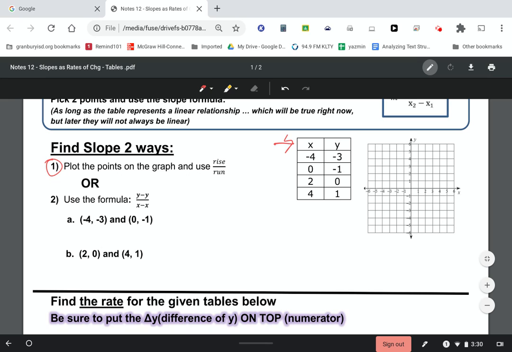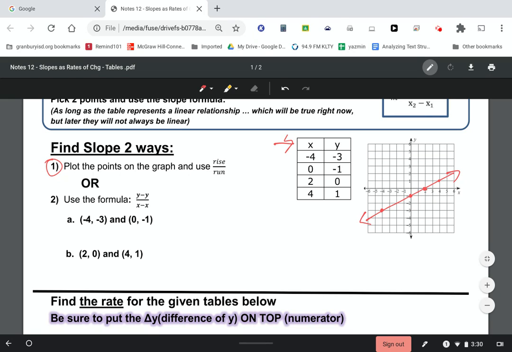So -4, -3, that's starting at 0, left 4, down 3. And then 0, -1, starting at the origin and going down 1. 2, 0, starting at the origin, going right 2. And then 4, 1, starting at the origin, going right 4, up 1. So the line looks like this.